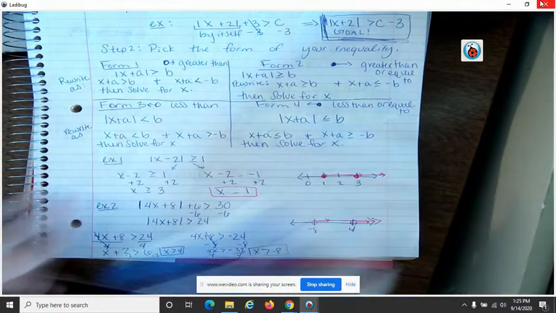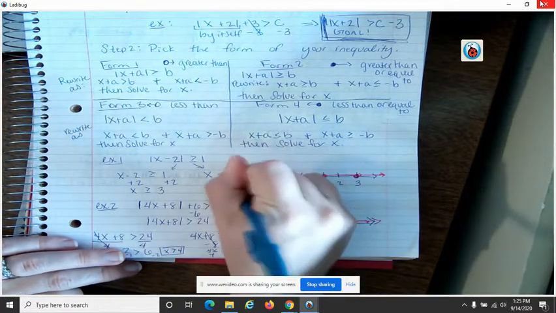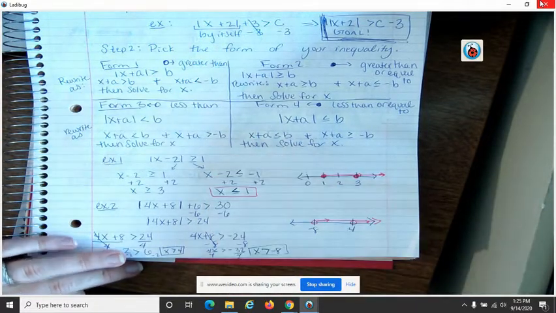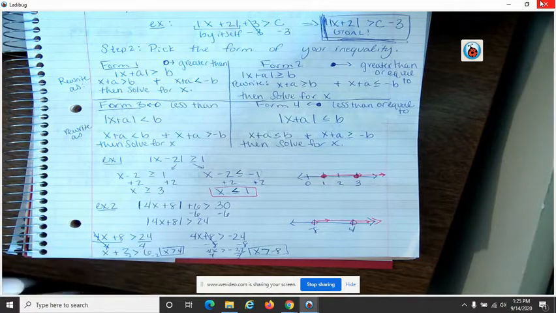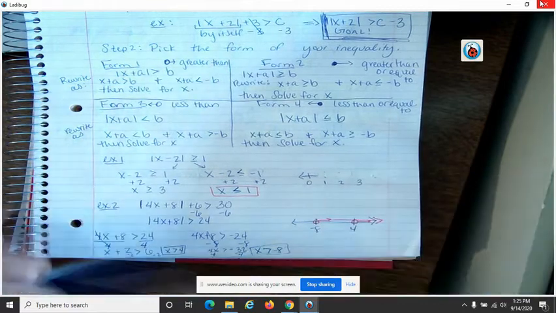Okay, and I apologize so much for this. I don't even know what I was thinking. So these are going to be less than or equal to signs instead of greater than or equal to. Okay, so now when I look at my number line, it'll make a lot more sense.